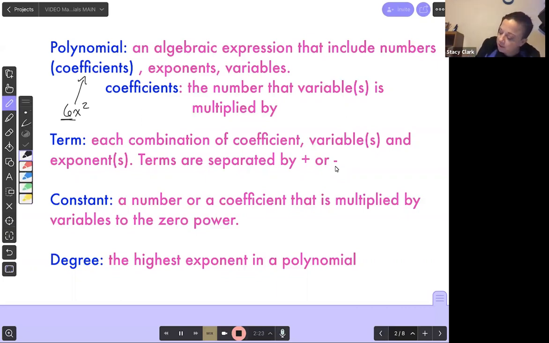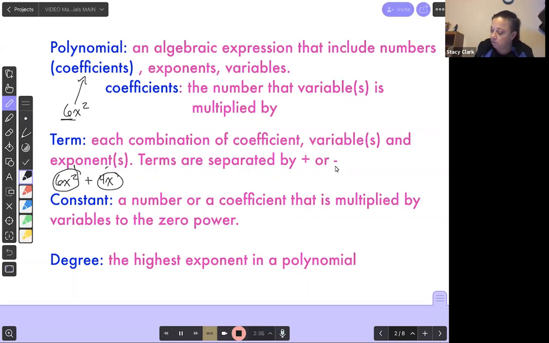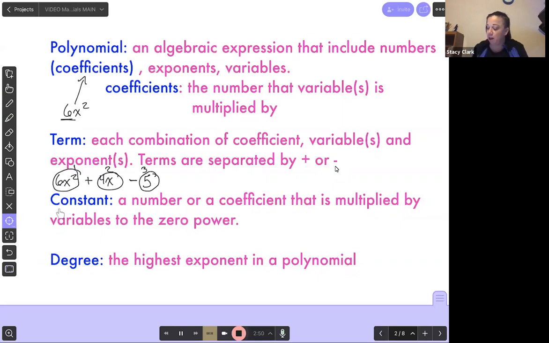So if we use 6x squared, again, 6x squared is a term, but as soon as I put a plus sign there and I put 4x, that's a second term. So here is term 1 and here is term 2. And then I can do a subtraction sign or another addition sign, and I can put 5 there. This, even though it doesn't have a variable, is also a term. Okay, now that 5 leads us into our next word that we're looking at, constant.